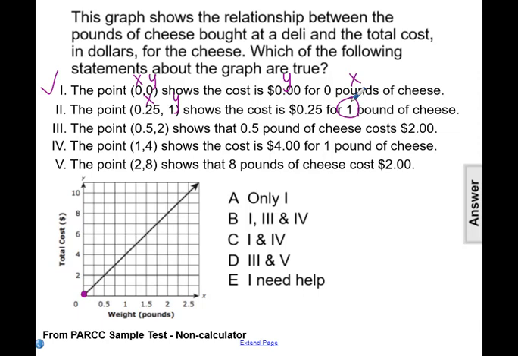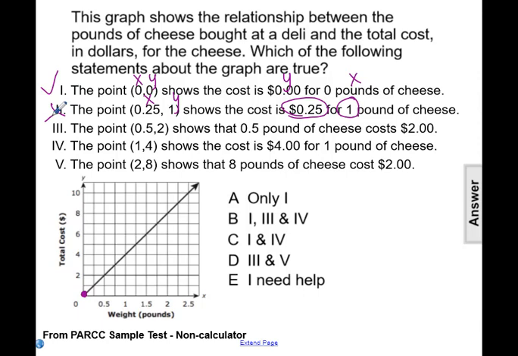So right away the x value is not matching up with the correct x value for pounds. 0.25 for x should mean 0.25 pounds of cheese. And then 1 for y should mean that costs $1. Well, we're saying it costs 25 cents. So the values are actually mixed or switched. So statement number 2 is false.